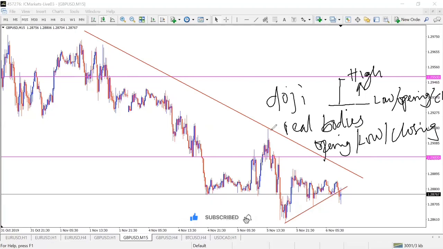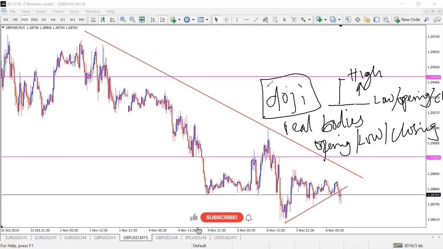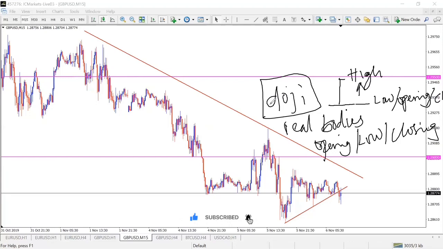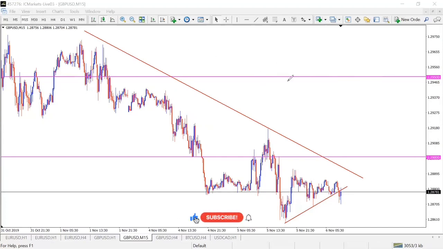So we have the dragonfly doji, we have the gravestone doji. Depending on where you find them and the formation, but all of them are dojis. I'm going to be showing you all of this on your application. Now, let me take you to the application that I want you to study. But first, before we go there, let me explain all the types of candlesticks that we have, the formation and what they mean.